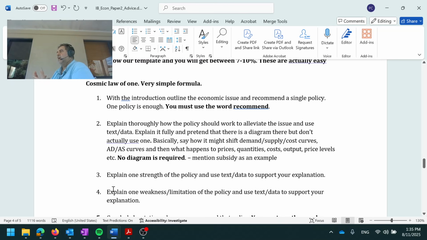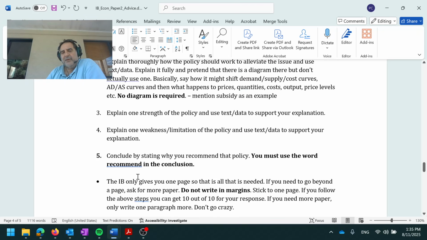Universal law of one. At the start, describe the issue, recommend a policy, just a singular policy. Tell us how it should work, so explain it thoroughly as if there was a diagram there, but there isn't one. Follow it through with one of the strengths of the policy, then one of the weaknesses, supporting the claim and counterclaim with evidence from the case study, and then in the conclusion, just quickly sum up and state why you recommend that policy, and obviously use the word recommend again in the conclusion.